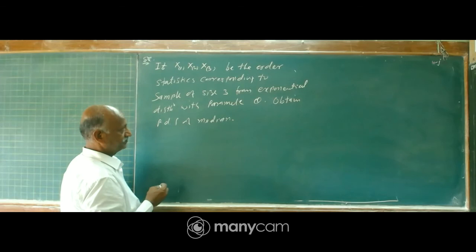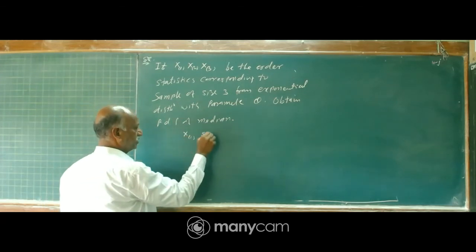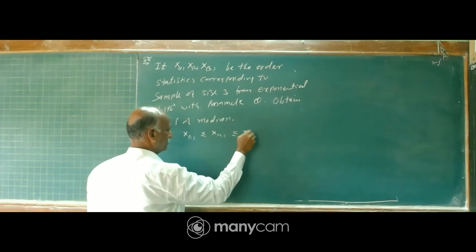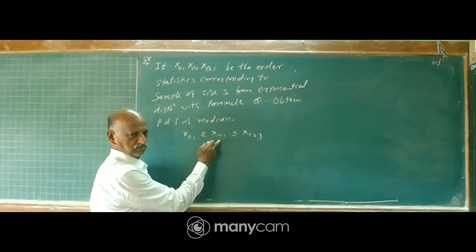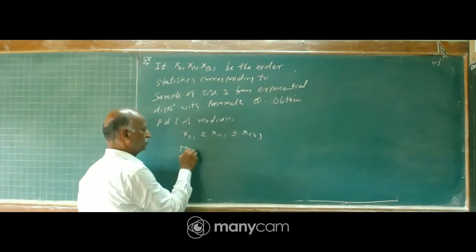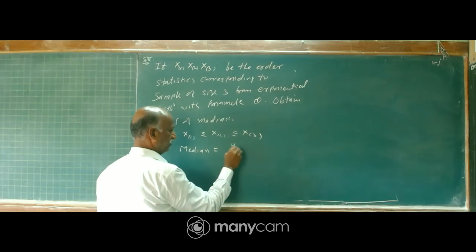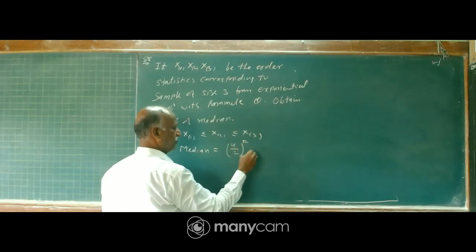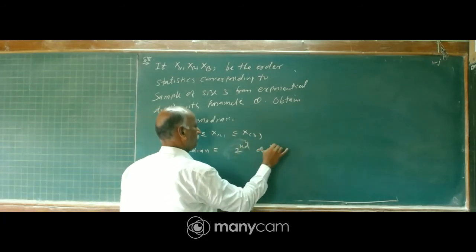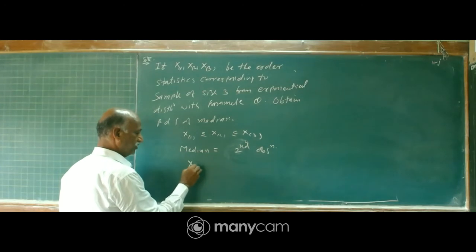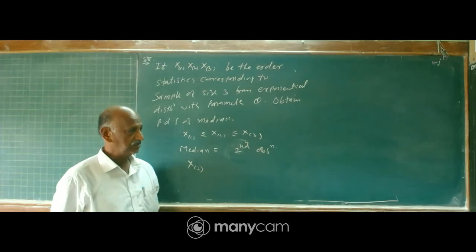Now, we know that if X1, X2 and X3 are the 3 order statistics, say X order 1, X order 2, X order 3, then our median is definitely X order 2. So the value of the median is equal to the value of the (n plus 1) by 2 th observation, 3 plus 1 that is 4, divided by 2, that is the second observation. So we have to find the probability distribution of the median, meaning the probability distribution of X order 2.